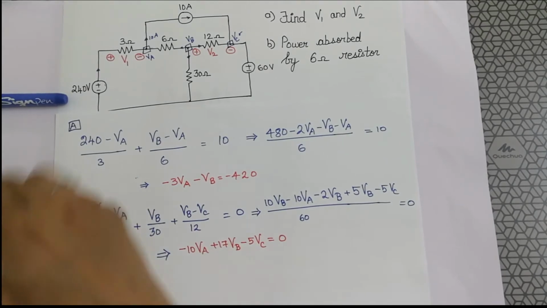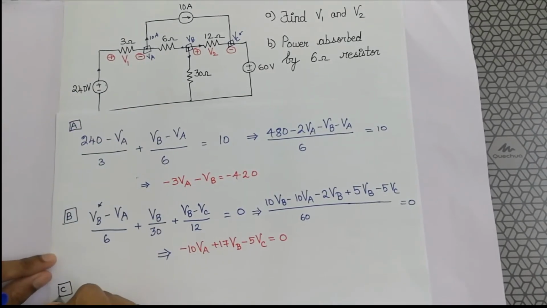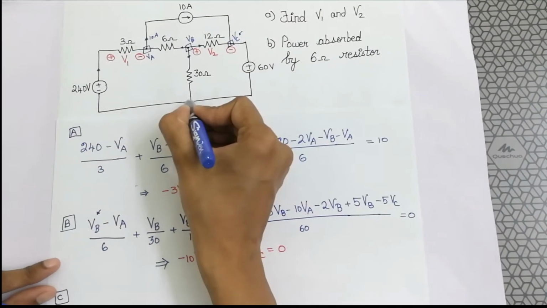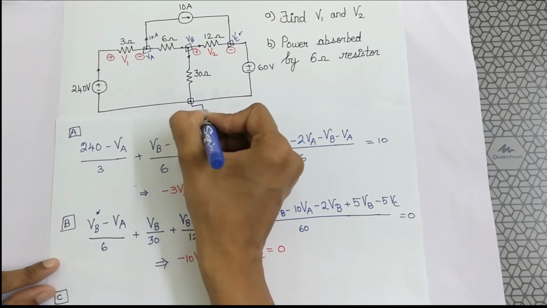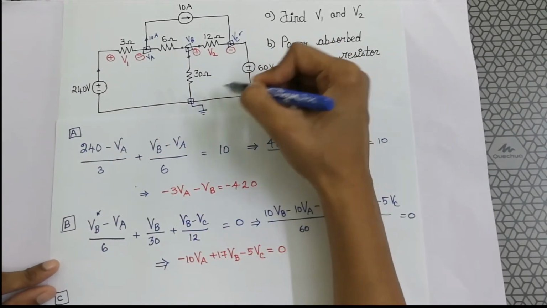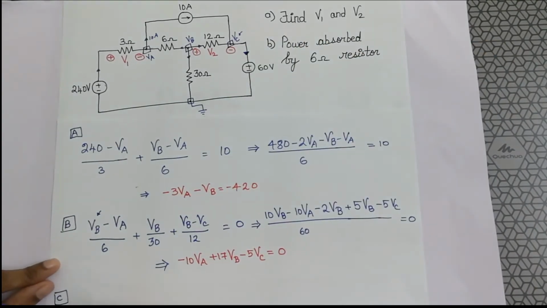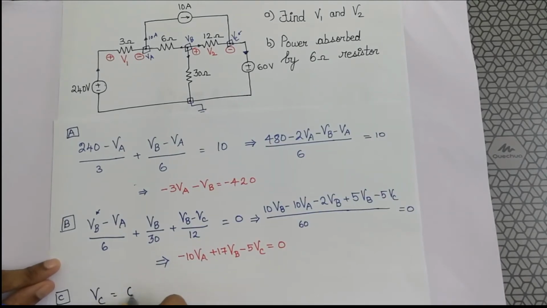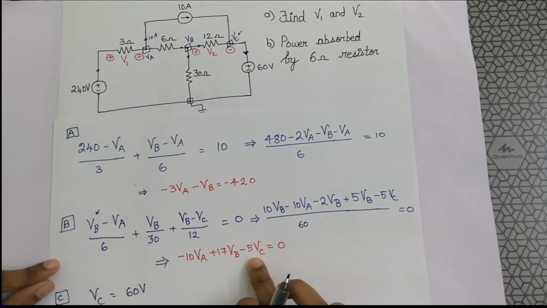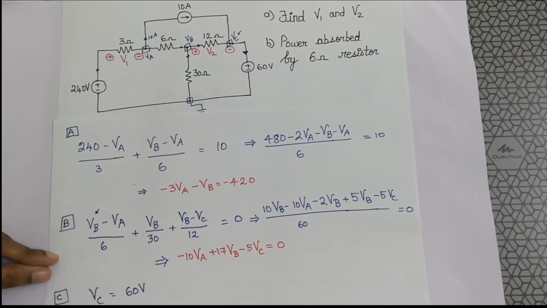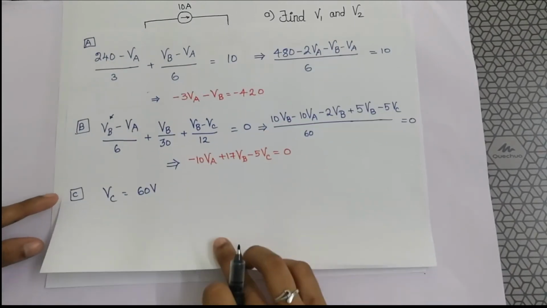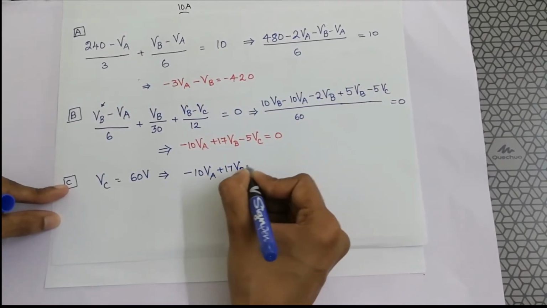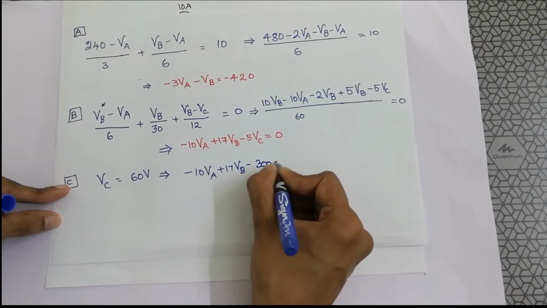Let us apply the same principle to the third node. In the C node, we have a voltage source of 60 volt which is between the reference node and the node C. Therefore, VC is 60 volt. So, my current direction will be in this way. If I apply VC equal to 60 in my second node, I will get the equation as minus 10 VA plus 17 VB minus 300 equal to 0.